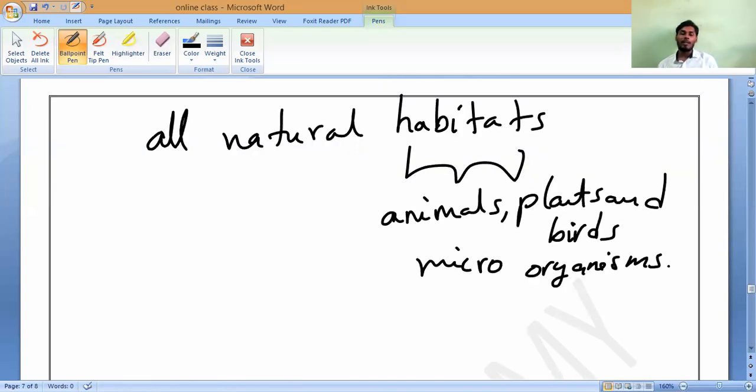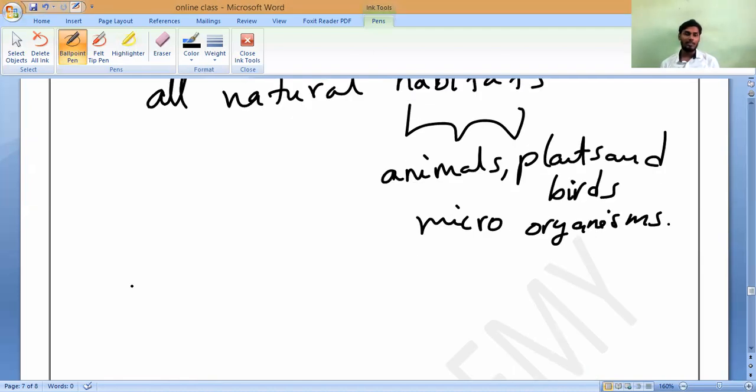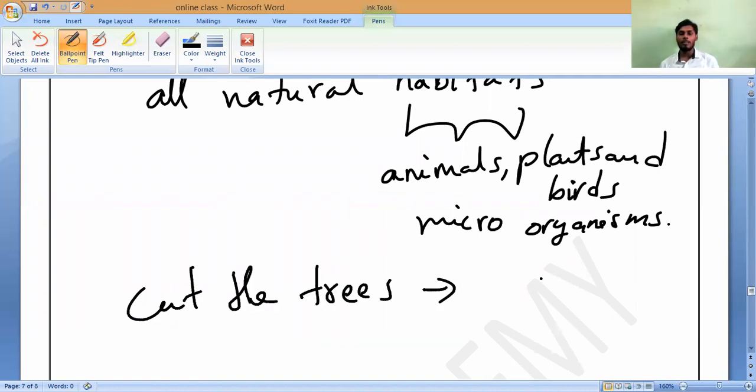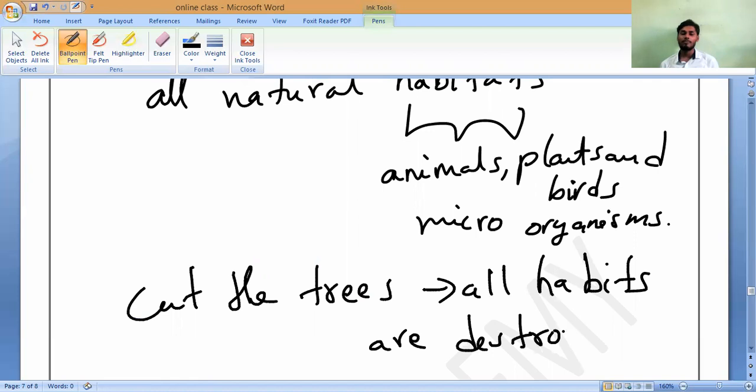If we cut these plants and other forests, then the natural habitat of wild animals and birds will get destroyed. What will happen if we cut the trees? The home will be destroyed. All the habitats are destroyed. Is it destroyed now? Yes, sir. So that is why it is causing damage.